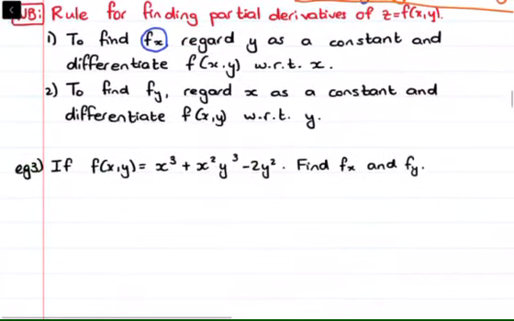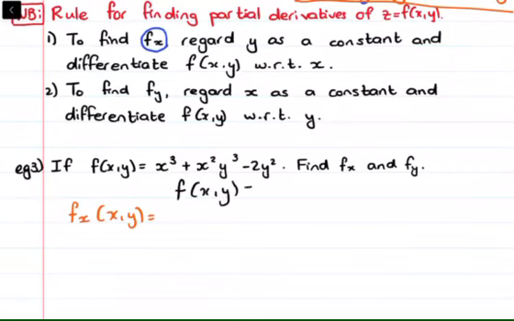So let us look at an example. If f of x y is equal to x cubed plus x squared y cubed minus 2y squared, find f x and f y. So find these two partial derivatives. So to find the partial derivative with respect to x, this is what we do. We consider y as a constant. So let me just rewrite the formula here.